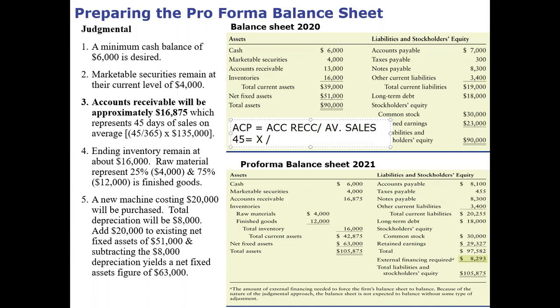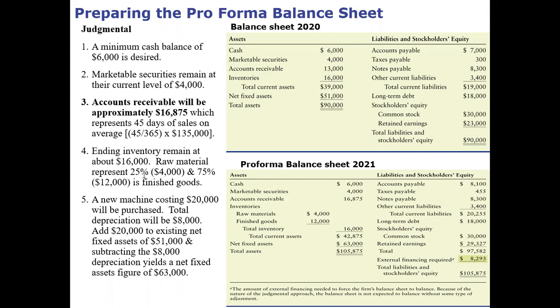And what is the average sales? 135,000 divided by 365. So if we do cross multiplication, then the account receivable will be 16,875. So this is basically the item that we're looking for, the account receivable. So what happens if we said the sales, how much, and then I took this sales and estimate based on this sales, I can find the average collection period, and then we can calculate the account receivable. So this is for the first item.